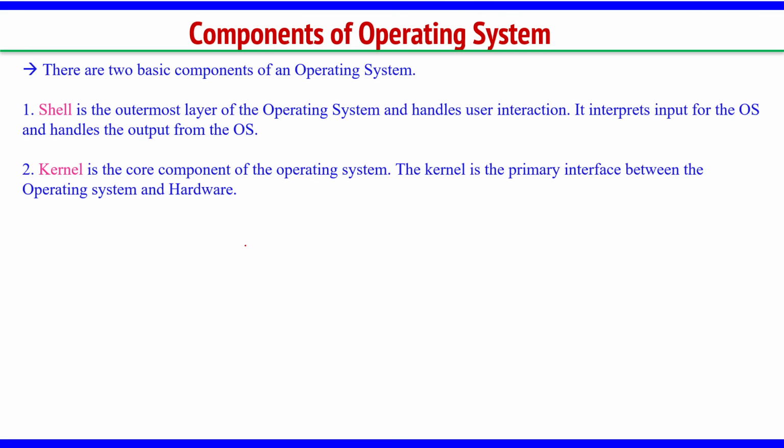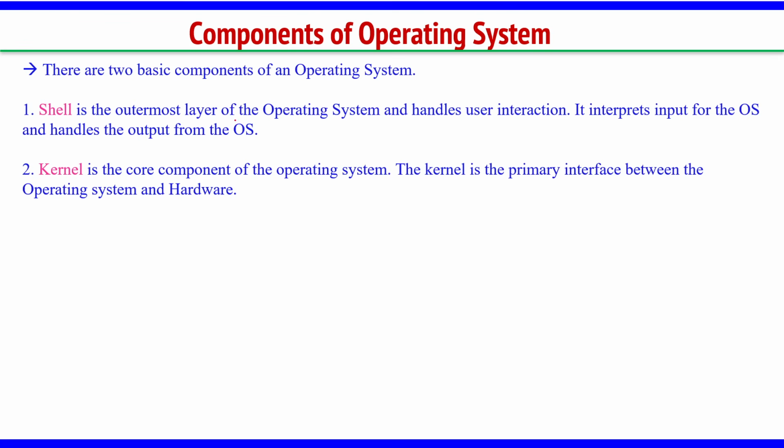So what are the different components? There are two important components in any operating system, whether it is Linux or any other operating system. One is the shell, the second one is the kernel. If you see some previous important exam questions, you will definitely have questions on shell and kernel. So you may read more about it if you want.